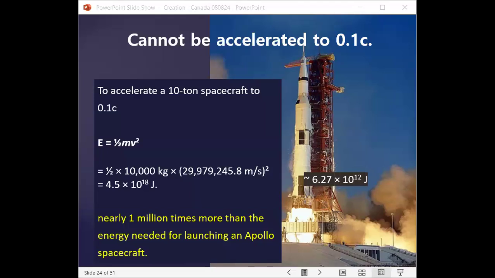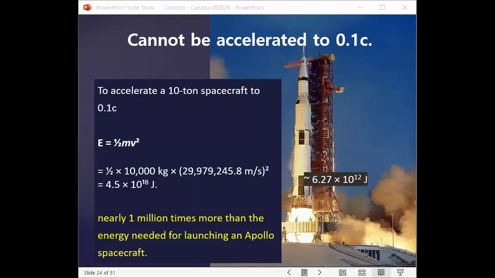Now let's compare this number to the energy required to accelerate the spacecraft to 0.1c, our ultimate goal here. It's about 4.5 times 10 to the 18th joules, nearly 1 million times more energy needed to launch the Apollo spacecraft there. So what does this mean?